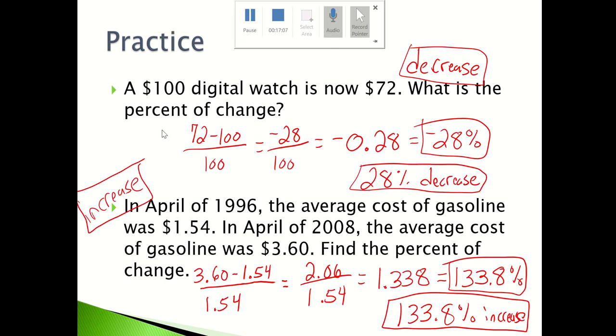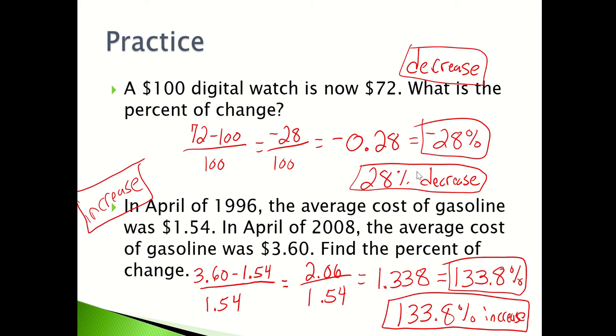Pause the video. Looking at the first one, a $100 digital watch is now $72. We went down in price, right? We were at 100, now we're at 72. That is a decrease. New price, 72, minus the old price, 100, gives us negative 28. Oh, it's negative. It should be because we're decreasing. If it were positive, alarm bell should be going off that you probably set this up wrong. We divided by the original amount, which is $100. Negative 28 divided by 100, we get negative 0.28. Move that decimal over 2 spots, 1, 2, which gives us negative 28%. This is a 28% decrease. Again, I would take either of these answers.